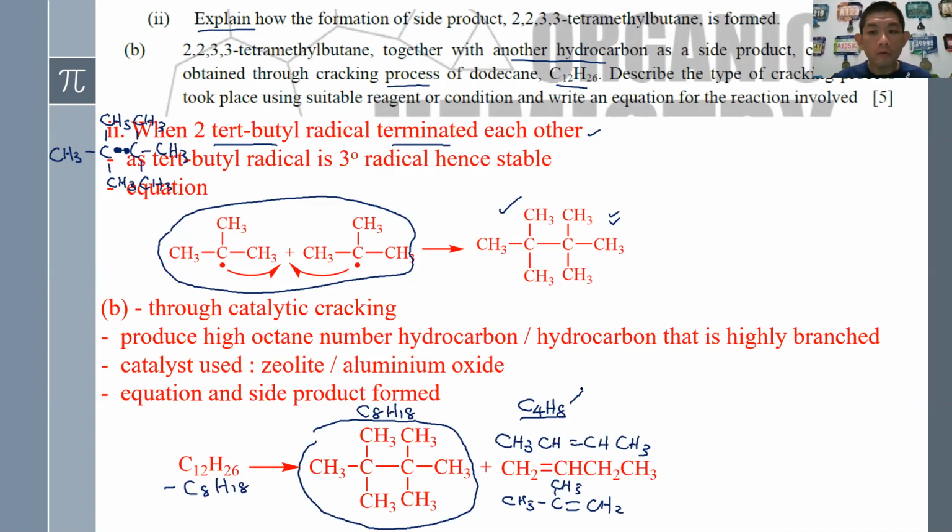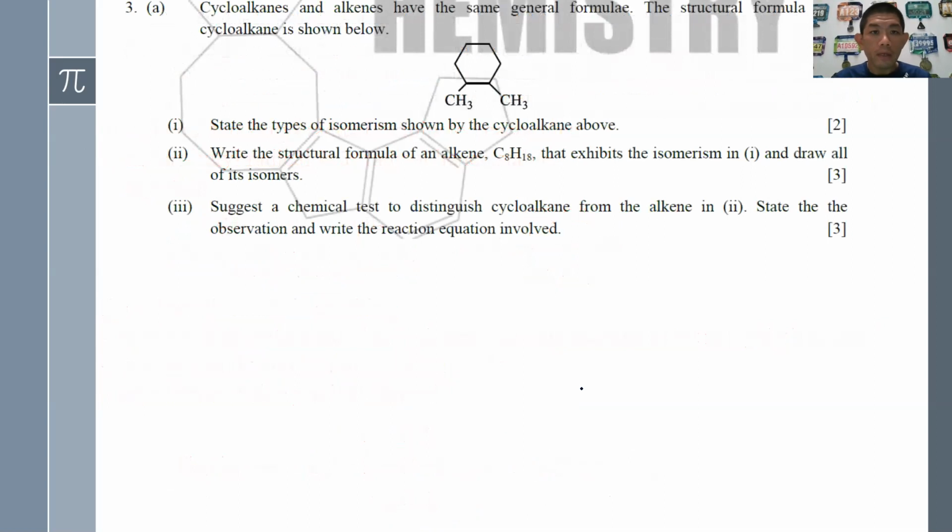Then we are going to continue with essay question number 3. Cycloalkane and alkene have the same molecular formula. The structural formula of a cycloalkane is shown below. So this is 1,2-dimethylcyclohexane. Number 1, state the type of isomerism shown by the cyclohexane above.